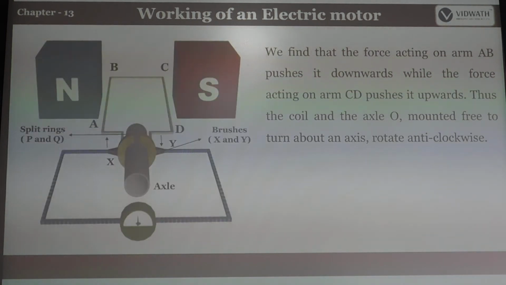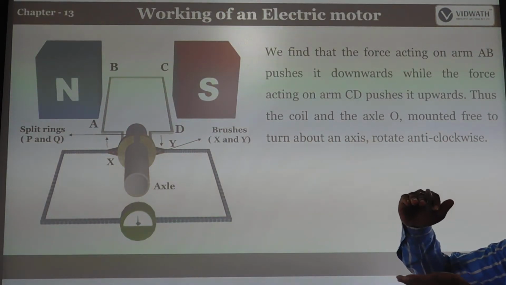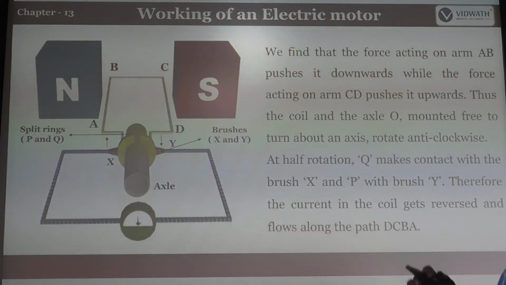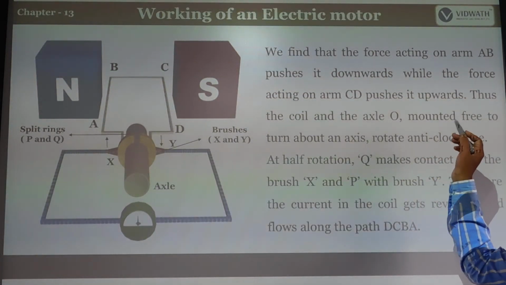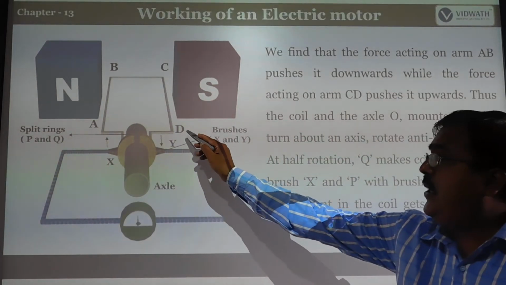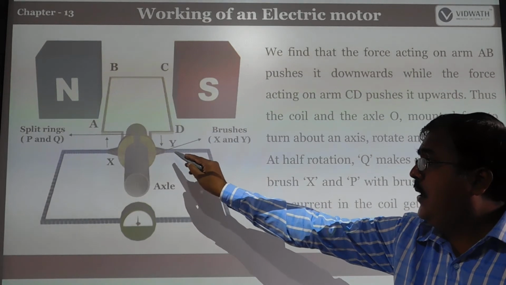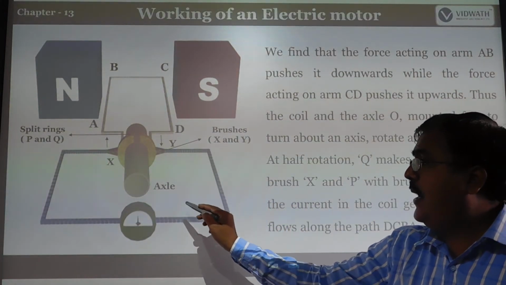We find that the force acting on arm AB pushes it downwards, while the force acting on arm CD pushes it upwards. So when the current is passed, AB comes to the upper side and CD comes to the downward side. CD pushes upwards, thus the coil and the axle turn fully and the axis rotates anti-clockwise. When CD comes to the upper arm, what happens? The current is passed in the Y direction, and the axle rotates.